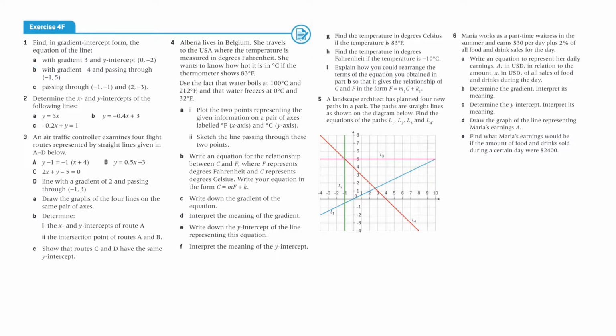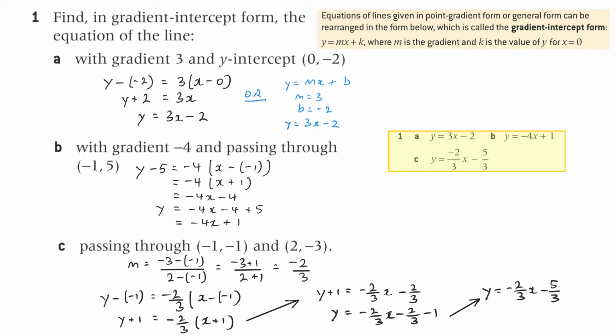Exercise 4F, questions 1 through 6. 1. Find in gradient intercept form the equation of the line.